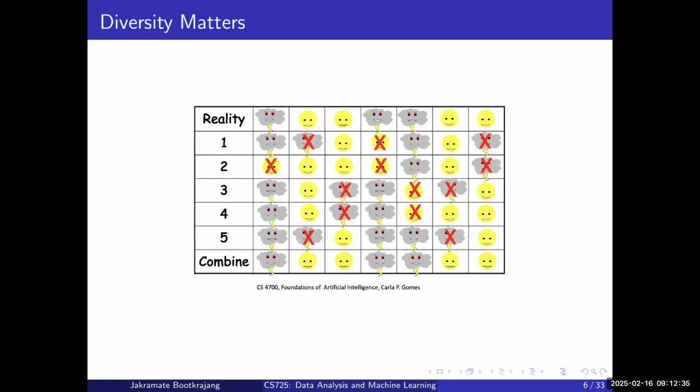So this is the example. We have five classifiers. This is the ground truth, and these are everyone's predictions. You can see that we have different predictions for every classifier, and if we take the majority vote, we still get the correct answer.